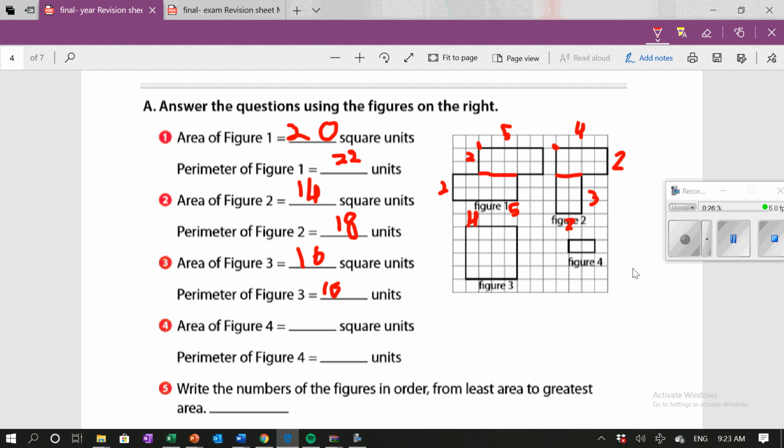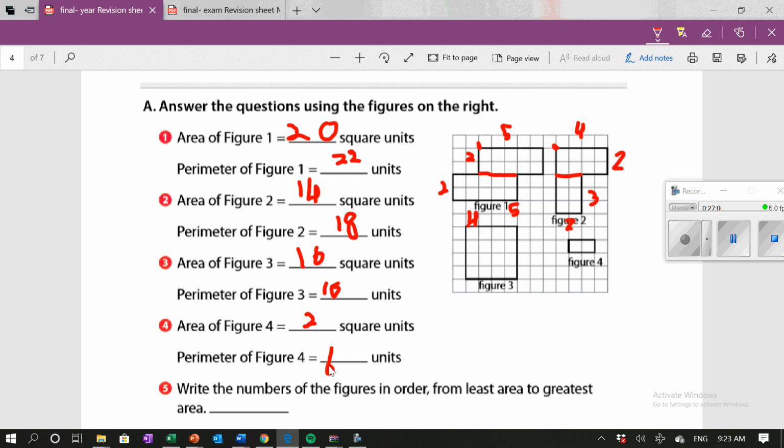So for number 4, yes, we have to find its area. 2 multiply 1. The answer is 2. And the perimeter, starting point 1, 2, 3, 4, 5, 6.